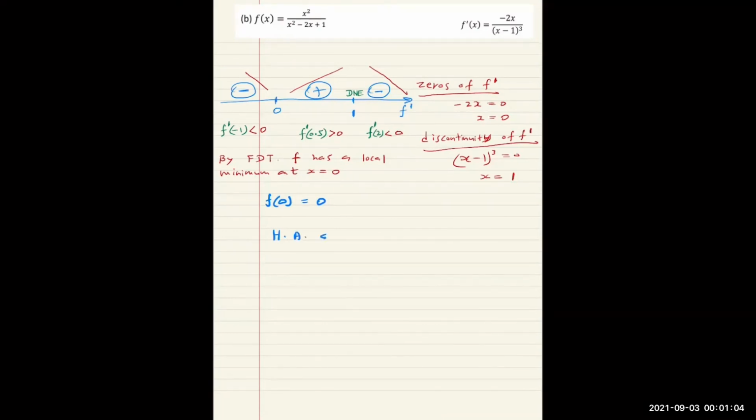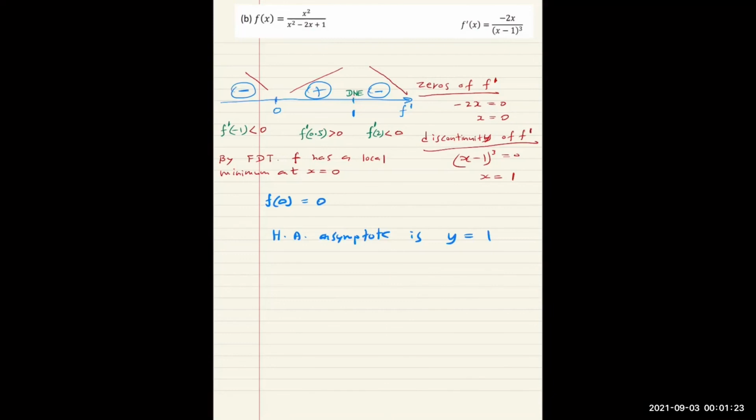So the horizontal asymptote is y is equal to 1. I know that y is equal to 1 is a horizontal asymptote. Okay. All right, now let's explore what's happening near x is equal to 1.